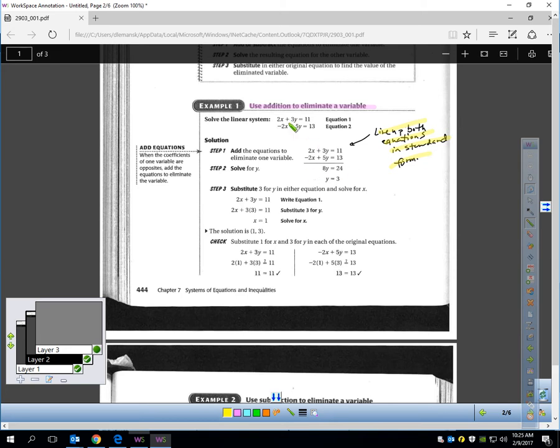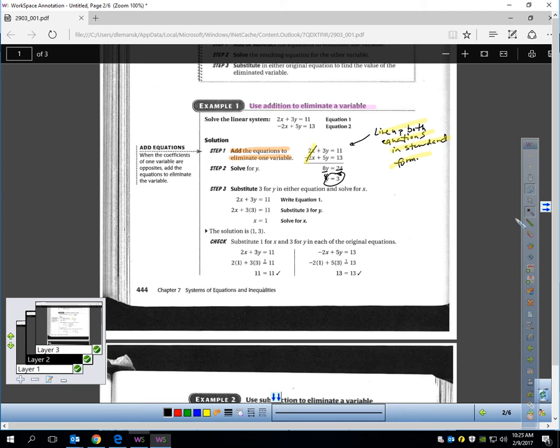Okay, now when I line these 2 equations up, do you notice how 2x and negative 2x, if I add these together, they would eliminate each other? They would add up to 0. So that's why, as you see in the notes here in the book, we want to add these equations to eliminate a variable. So let's do that. When I add, 2x plus negative 2x is nothing. They eliminate. 3y plus 5y is 8y, and 11 plus 13 is 24. Now I can solve for y really easy. Divide by 8, and y is 3.